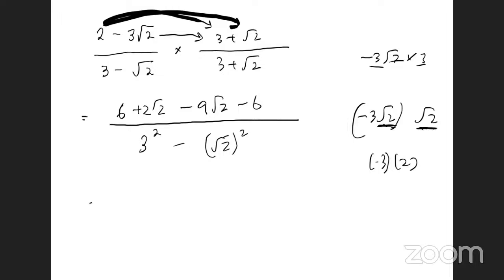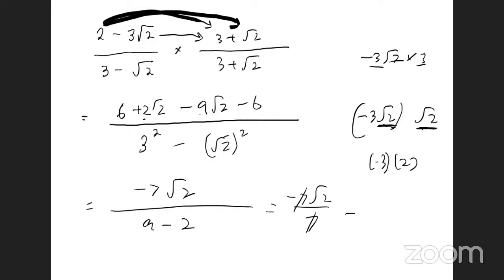Right? So your denominator is 9 minus 2, and your numerator is 6 minus 6. That will cancel off. And then you will get 2 minus 9 is minus 7 root 2. So the answer is minus 7 root 2 all over 7. 7 will cancel and you'll get minus root 2 as the answer.